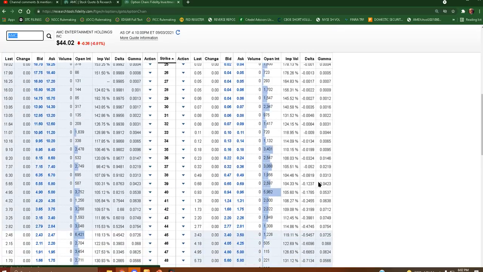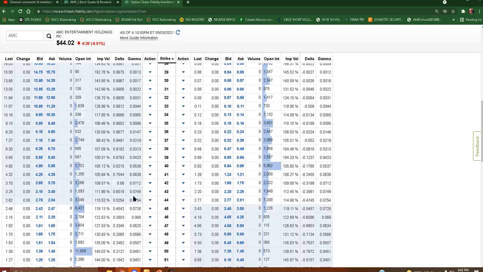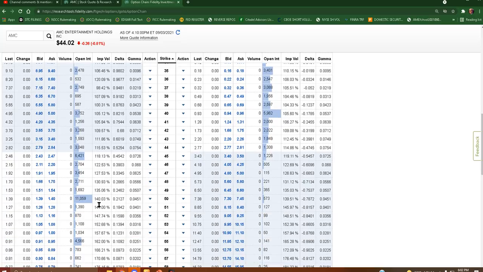Okay, let's look at what's going on here. So we have some nice support here in AMC at the $40 strike point. We have some resistance at the $50 point and the $45 point. So that could mean a sideways week, unless we get enough volume to push past this resistance level here.